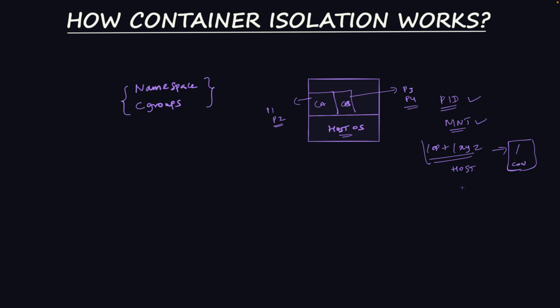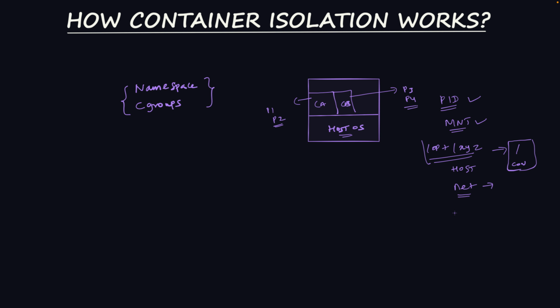What other isolations do we need? We need network isolation, right? For network isolation, we use the net namespace. The net namespace allows us to create an independent network for the Docker containers, or the containers. Okay, so that is the net namespace.